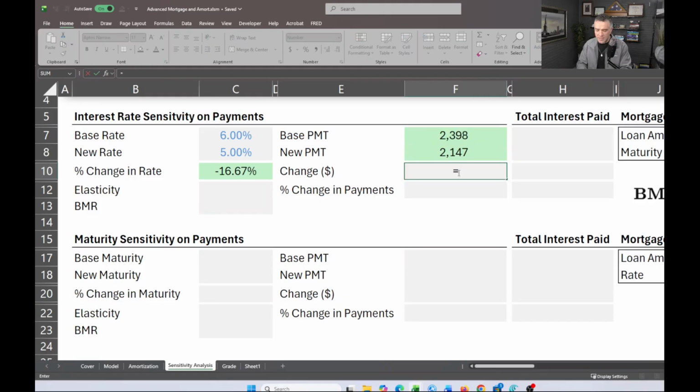Well, we can compare these two. What is the dollar change in it? So I just want to do the absolute value between those. Just want to know the change of those, $251. Next, what is the percent change in payments? I want to know by how much it declined going from 6 to 5%. So I'm going to go equals, we'll do the same thing. It'll be the newest one, now this can be a negative, minus the old. Divide by the old.